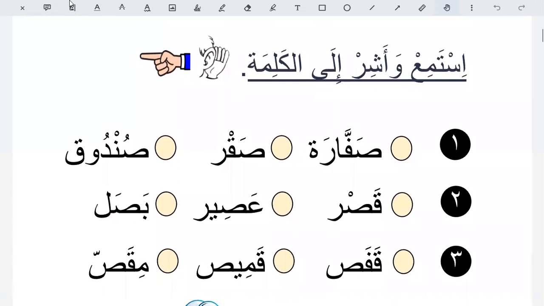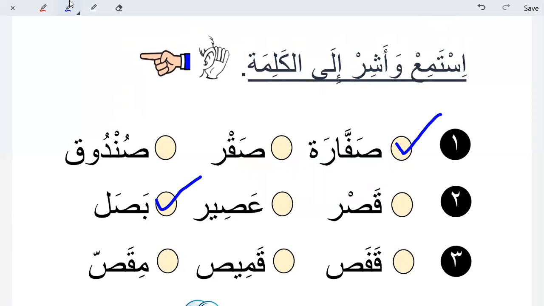Second one. Listen and point to the line. Riyan. Yes. Whistle. The first one. Safara. Okay. Onion. Cage. Yes. Cage. Latifa. Box. Yes. Palace. Qasr. Shirt. Kameez.